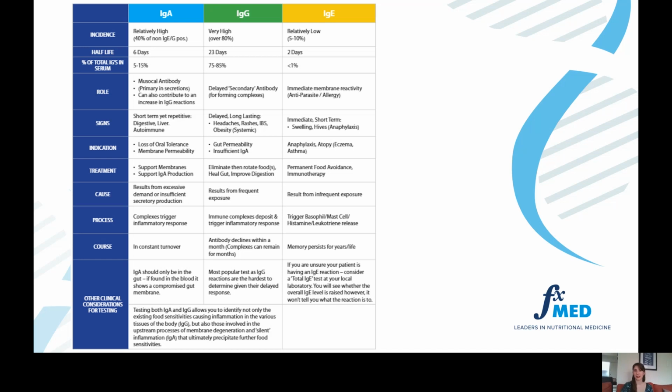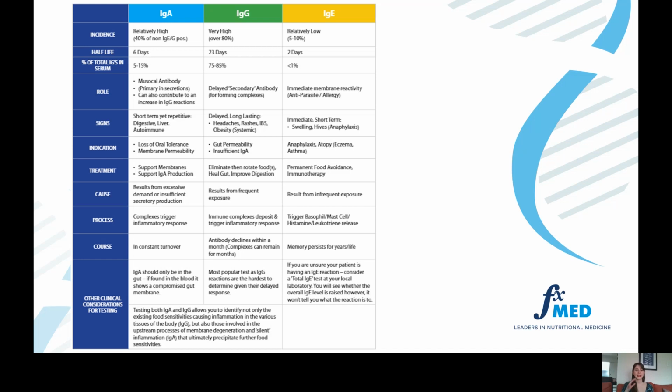Now, IgG, as we discussed, has a very high incidence in the population, over 80%. We also see that this actually lasts for 23 days. And the half-life of this is 23 days. So it lasts significantly longer than that. So when immunoglobulin G is produced, it hangs around in the body for a lot longer and has effects. We see delayed, long-lasting effects with this.